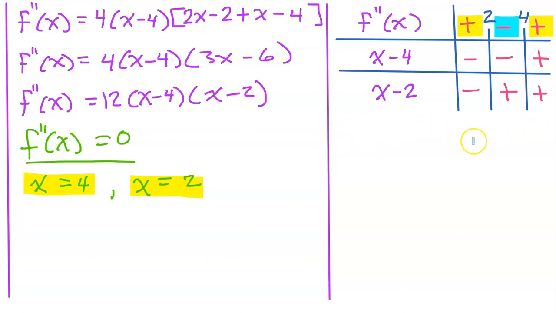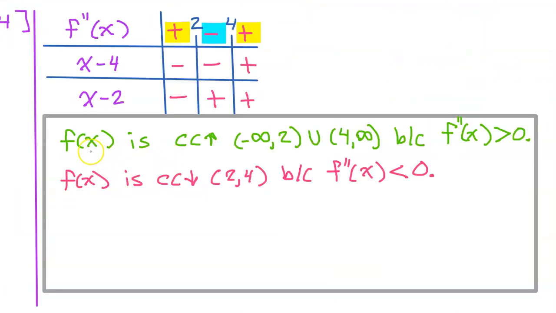Let's just write that up. So far we have this. F of x is concave up from negative infinity to 2 and 4 to infinity because f double prime is positive. F of x is concave down from 2 to 4 because f double prime is negative. We still have to discuss the points of inflection. So notice that f double prime goes from positive to negative at x equals 2. So there is a point of inflection there. It goes from negative to positive at x equals 4. So that's another point of inflection.